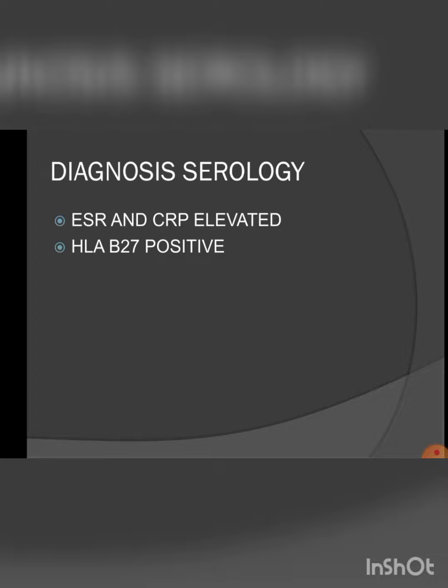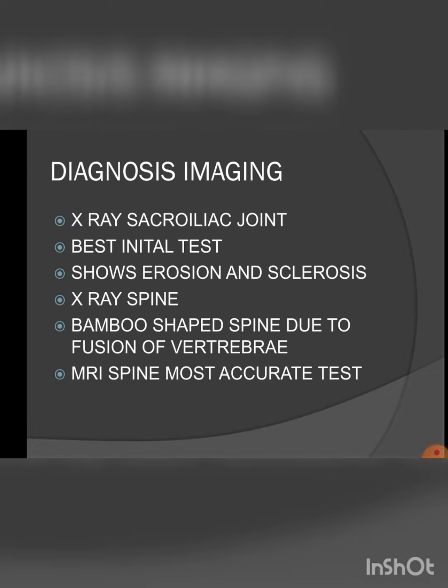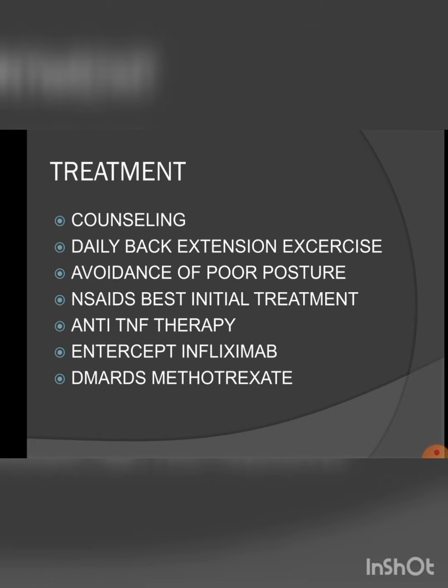So first of all, we will do these tests, diagnosis, and serology, and after that we have to do the imaging which gives the best result regarding ankylosing spondylitis. The best initial test is an X-ray of the sacroiliac joint. What happens in the sacroiliac joint? There is erosion and sclerosis of the sacroiliac joint. We will do an X-ray of the spine. There is a bamboo-shaped spine due to fusion of the vertebrae, as I've said previously. The most accurate test is an MRI spine. So we will do the MRI spine.